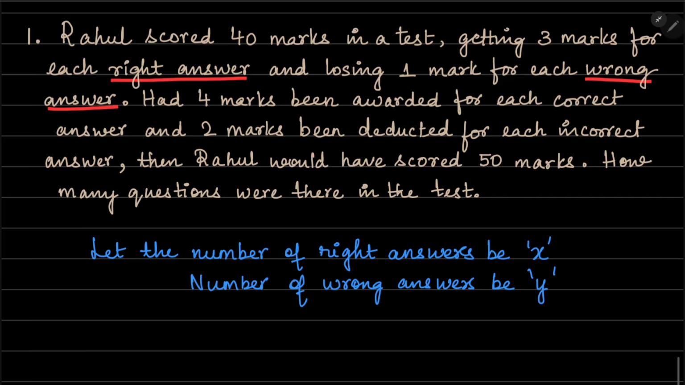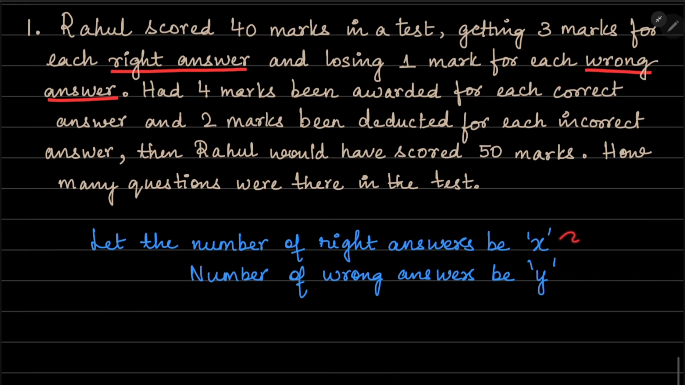Now, what is given here? First of all, x is the number of questions answered correctly. Okay, y is the number of questions that were answered incorrectly. That means that were wrong. So he scored 40 marks. So the total marks that he scored was 40, getting 3 marks for every right answer. So each question is getting 3 marks, and the total number of answers that he has answered correctly is x. So how many marks will he get? For each right answer he is getting 3 marks. So for x right answers he'll be getting 3x, right?